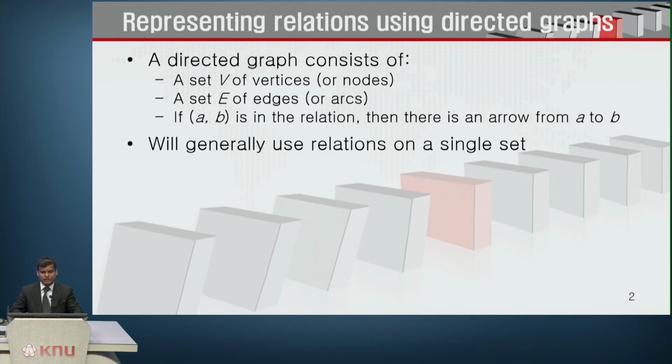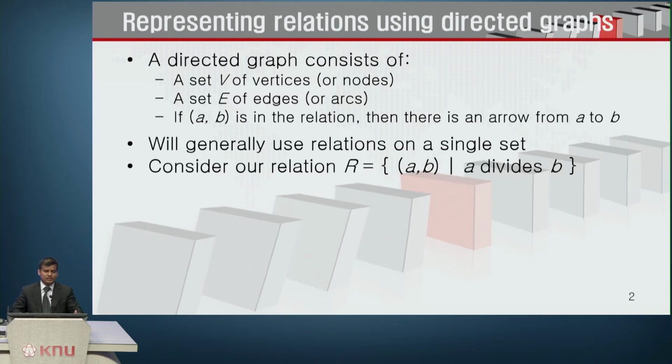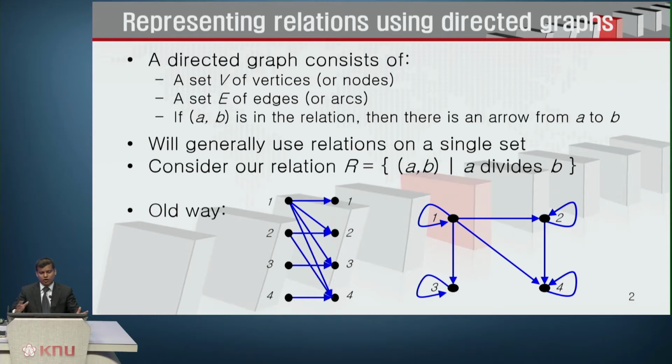So we generally use the relation on a single set, considering our relations (A, B) such that A divides B. For example, what we usually did in the old way is that A is related to B. Here 1 divides 1, 1 divides 2, 1 divides 3 and 1 divides 4. We know that they are connected, and this is how we used to do it in the past. And again 2 divides 2, 2 divides 4, 3 divides 3, 4 divides 4. That's how we used to do it.